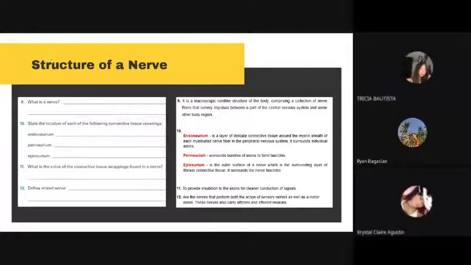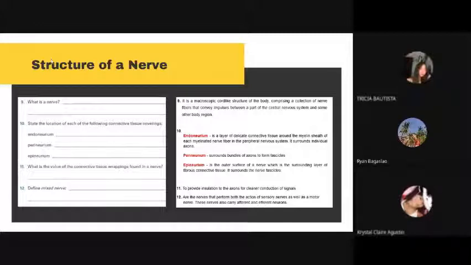Hello and good morning, everyone. I am Ryan Edward Bagaslao, and I will be reporting on the structure of a nerve. For number nine, what is a nerve? It is a macroscopic cord-like structure of the body comprising a collection of nerve fibers that convey impulses between a part of the central nervous system and some other body region.